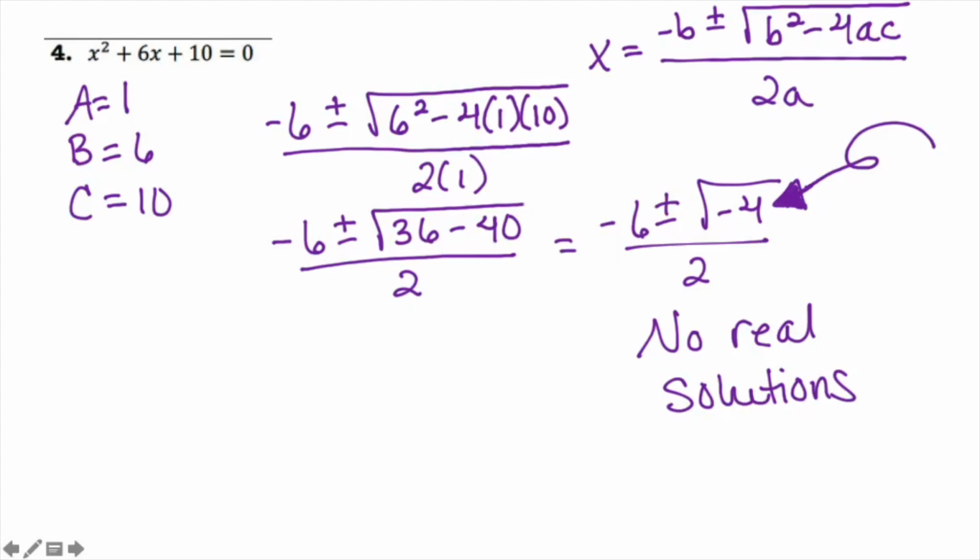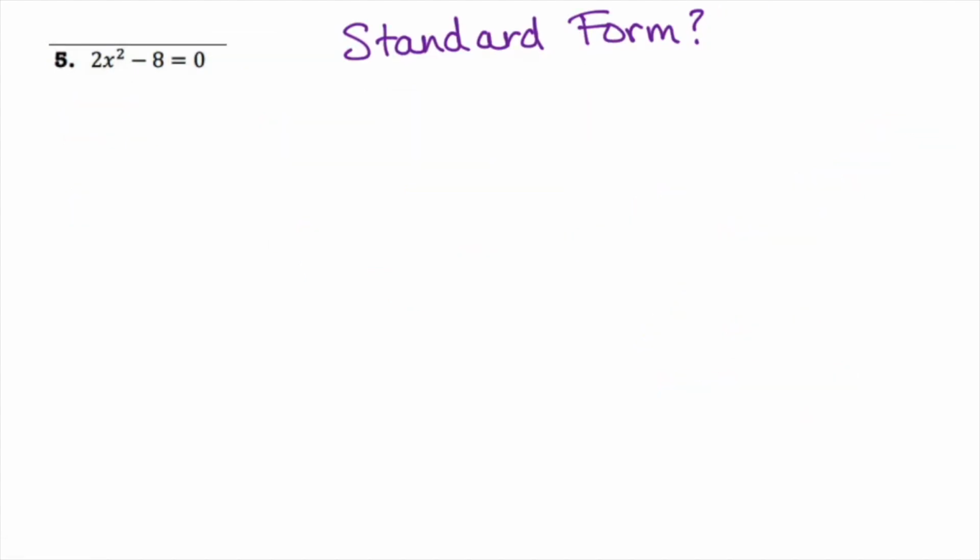Because in Algebra 2 is when you're going to learn how to do imaginary numbers. In Algebra 1, you don't have to worry about them. So for all your own purposes, you need to just write no real solutions when you get a negative under the radical. All right, number 5, is it in standard form?